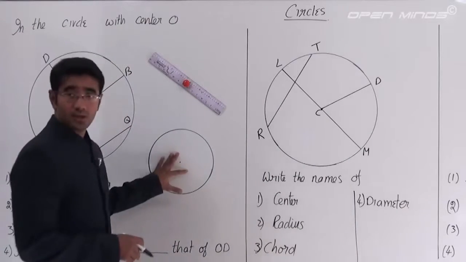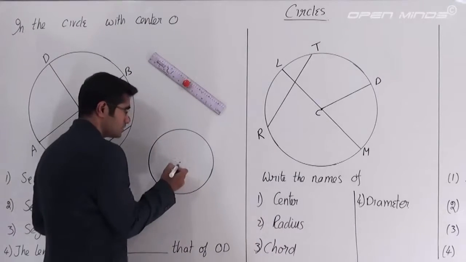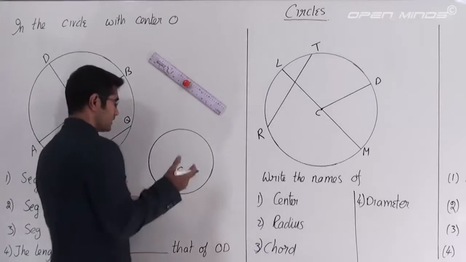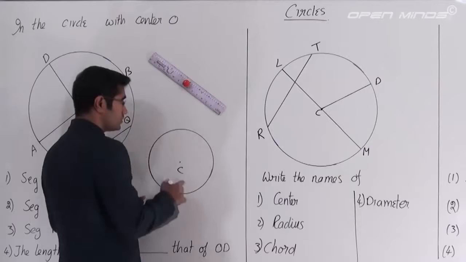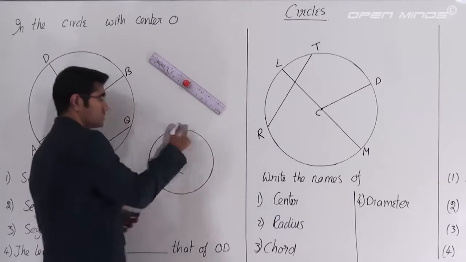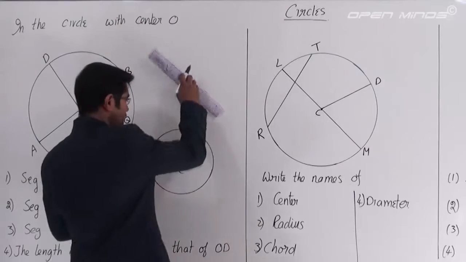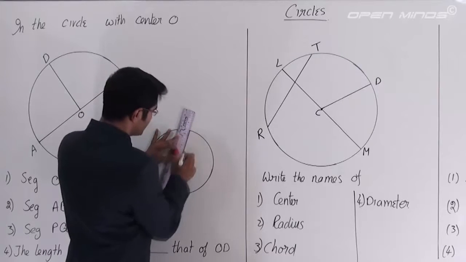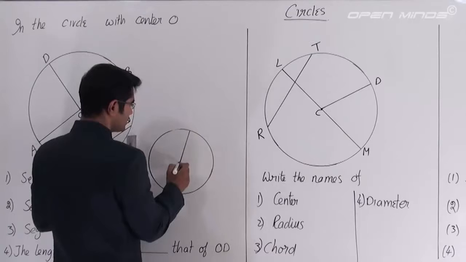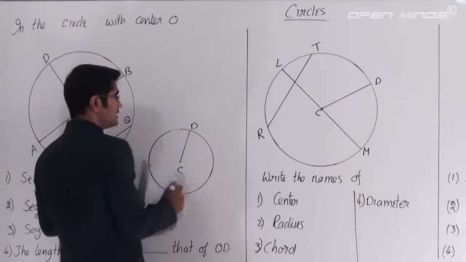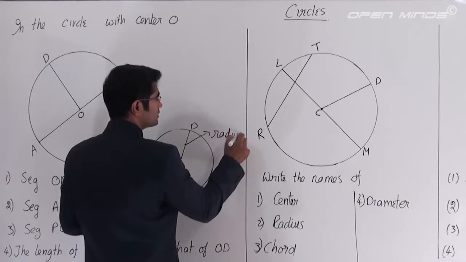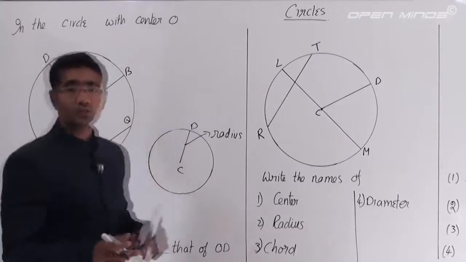Let's say that's a circle, and this point is called the center. Now a line which joins the center and any point on the circumference, basically, is called a radius. So if I have a line joining these two, a line joining the center and the circumference, say C and D, then CD is called the radius. That is it.